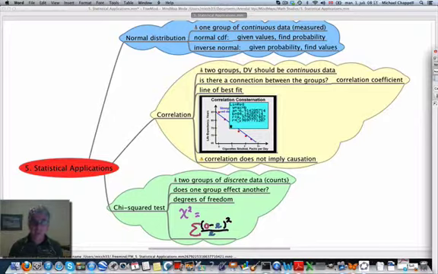Correlation and regression analysis can be used if we've got two variables or two data sets and we want to see if there is some connection between them, if they are related in some way. But at least one of those has to be continuous data. If our two variables are both counts, just how many, then we have discrete data, and this is when we use the chi-squared test instead of correlation to see if there's a connection between the two variables.